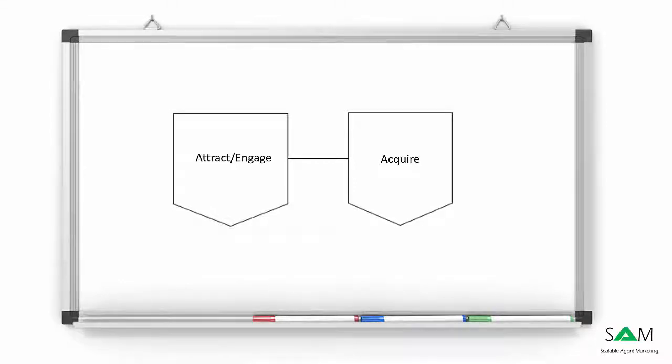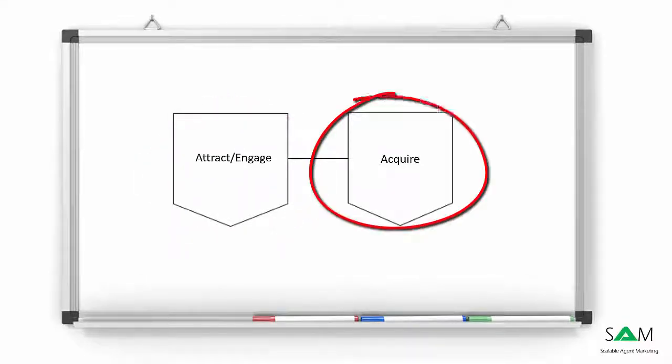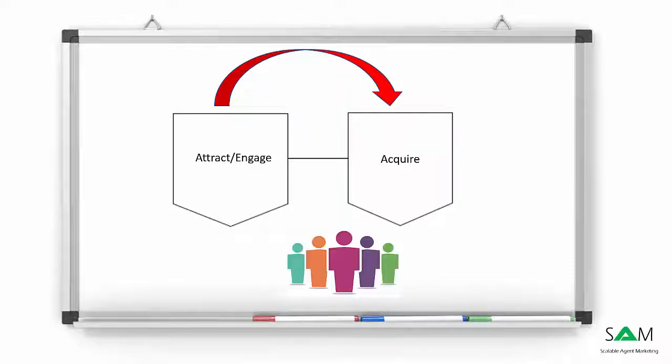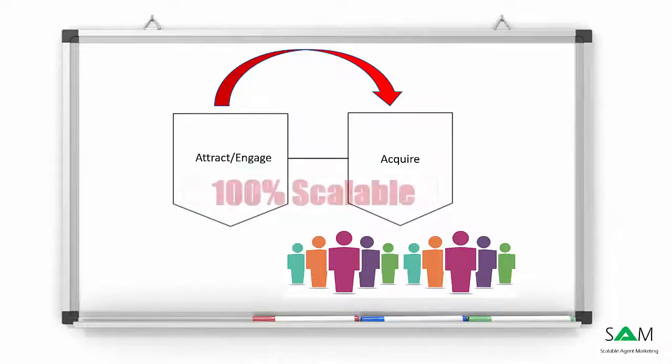Now, when we take a look at just the 2 marketing pages alone, your engaging ad to attract and engage prospects, and your landing page to acquire their contact information, these 2 pages by themselves will generate more leads on a daily basis than wasting your time on cold calling, door knocking, or sending out expensive mail pieces. Because the fact is, automated systems that are set up correctly don't fail. They're completely scalable, so you can generate as many or as few prospect leads as you want.